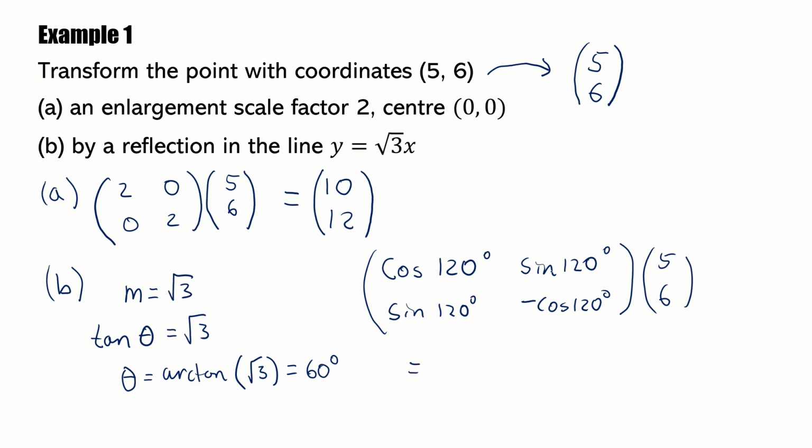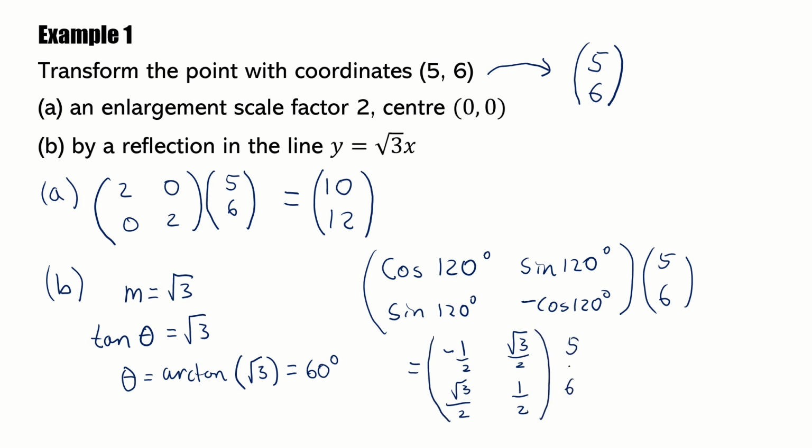Of course, cos of 120 and sine of 120 are numbers that can be found. Cos of 120 is just going to be minus a half. Sine of 120 is just going to be root 3 over 2. So therefore this is the matrix we're applying it to. Minus half would be positive half in that bottom right hand corner.